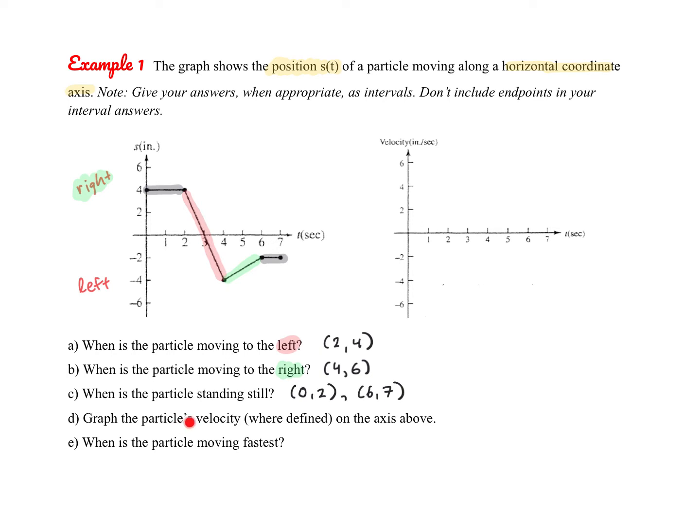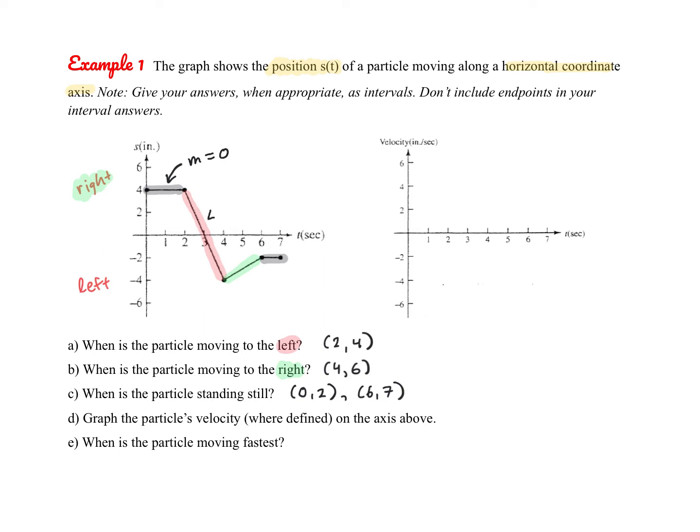All right, now we're going to try to graph the particle's velocity on this axis, where our y-axis now represents velocity in inches per second. Remember, the velocity function is just the derivative of our position function, which of course is the slope of our function at any given point. So for each interval, we want to determine what our slope is, and that will determine the velocity of our function. Here we can see that our slope is 0.